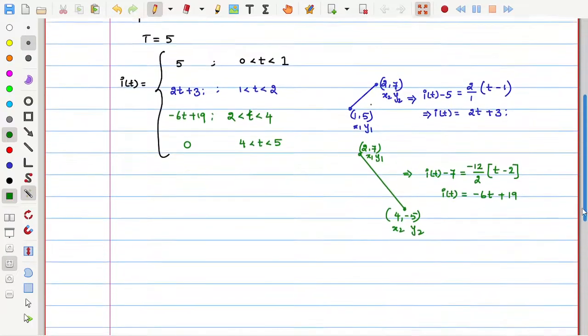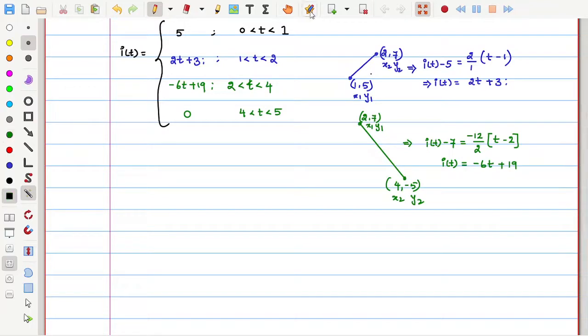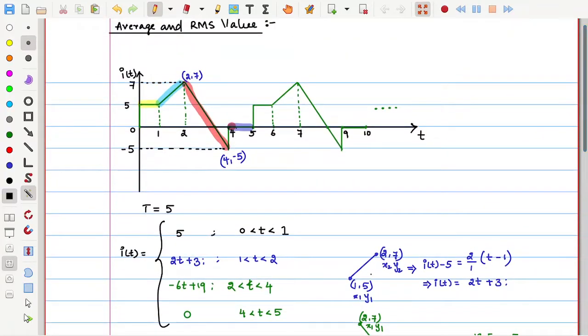So we can find whatever value we need. First, let me proceed to find the average value of the current, I average. How do we find it? 1 by T integral over 0 to T of I of t dt. Before writing this expression, observe: is there any similarity between the positive cycle and the negative cycle? No similarity at all. The negative cycle is a small triangle, but the positive cycle is one square and a triangle on top. So it is not a symmetric waveform. Clear?